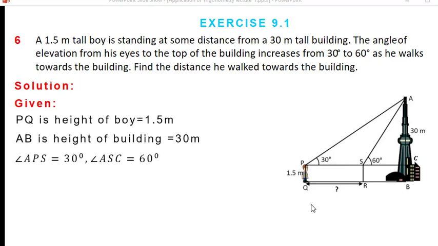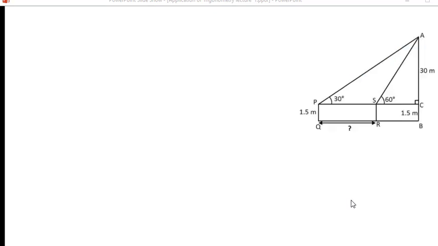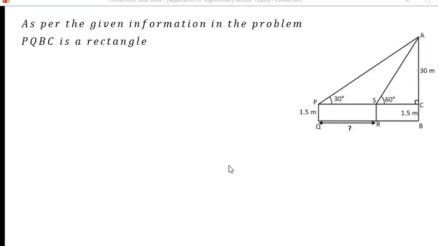Again here, what you can do in this particular problem, we have two triangles. So we are going to use both the triangles. We will find PC and SC, then we subtract SC from PC, we get PS, and PS and QR are equal, as PQSR is a rectangle. Now there is no need to prove that this PQRS is a rectangle. From the diagram it is easily visualized that this is going to be a rectangle, okay. So as per the given information in the problem, we will say that PQBC is a rectangle. Therefore PQ is equal to BC is equal to 1.5 meter.